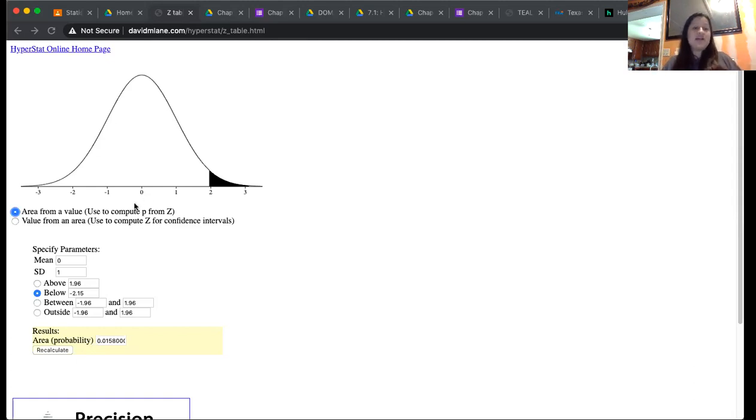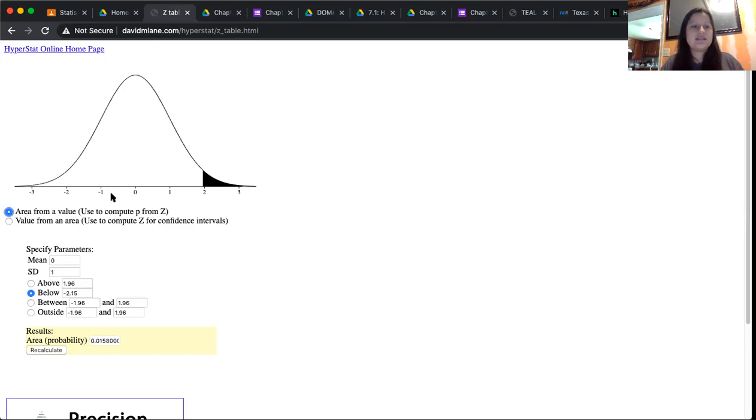So to find the area of things, you would make sure you're clicking right here on the area from a value. Extend that so you don't see the grades back there. Area from a value, so you use it to compute your p-value. This is how you find your p-value. So you leave your mean at 0, you leave your standard deviation at 1. If it's a left-tailed test, you would go on below, and then you would say below whatever this is.